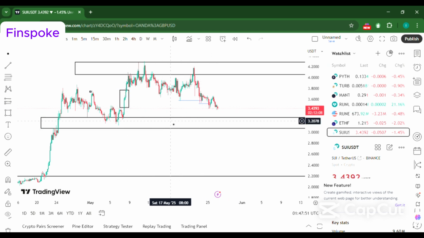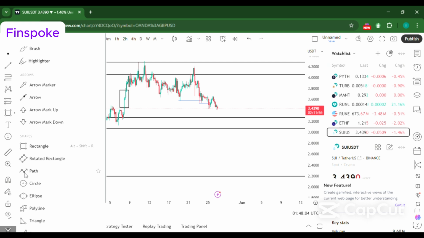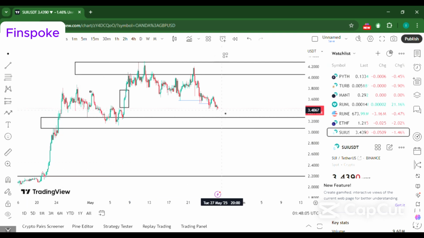Now, this is what is likely going to play out. This price will come here, at this level, come like this, come here, and then push up again to this supply zone. That's the scenario. It can also come here.